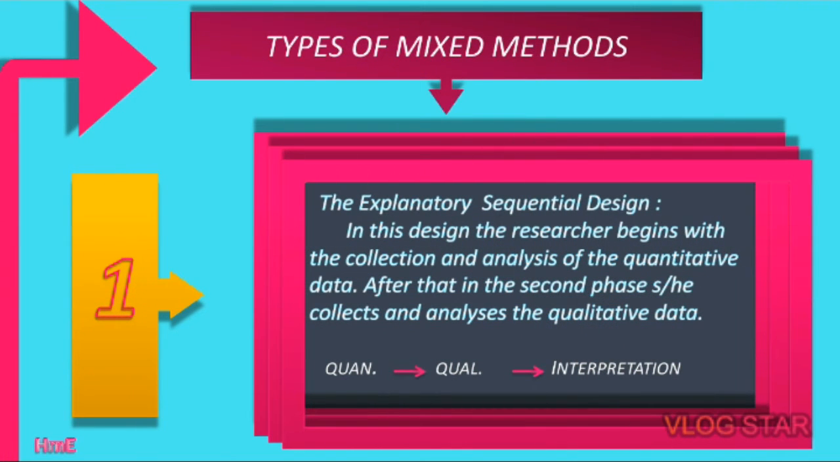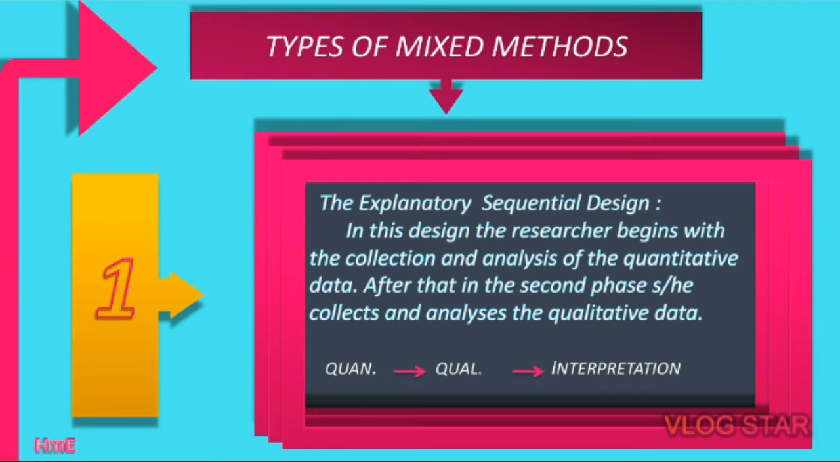Next, there are various types or designs of mixed methods. The first one is the explanatory sequential design. In this design, the researcher begins with the collection and analysis of the quantitative data. This is the first stage. After that, in the second phase, he or she collects and analyzes the qualitative data.